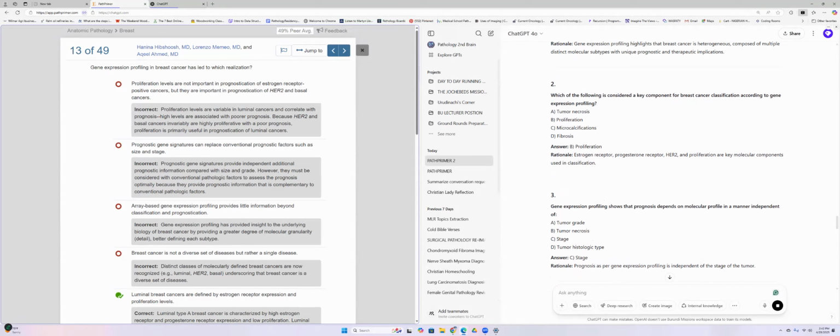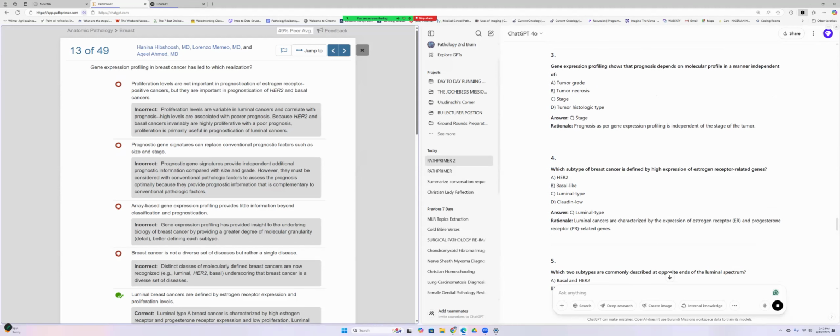Proliferation, Ki67. Yes, Ki67, ER, PR, HER2, Ki67, genomic expression profiling. Gene expression profiling shows that prognosis depends on molecular profile in a manner independent of what? Stage. So the prognosis as per gene profiling is independent of the stage of the tumor. So it depends on whether it's HER2/neu positive, whether it is Ki67, whether it's luminal A, luminal B. So that's what determines prognosis based on genomic profiling, not just staging.